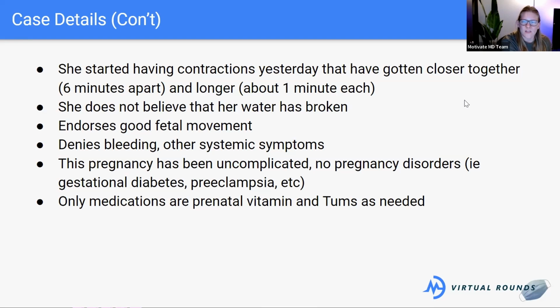And then when taking the rest of our history, we find that her pregnancy has been completely uncomplicated, no pregnancy disorders, which means she's never had gestational diabetes, no preeclampsia, anything like that. So it's been a fairly healthy pregnancy. And then her only medications that she takes are a prenatal vitamin, and then she also has Tums as needed for heartburn.